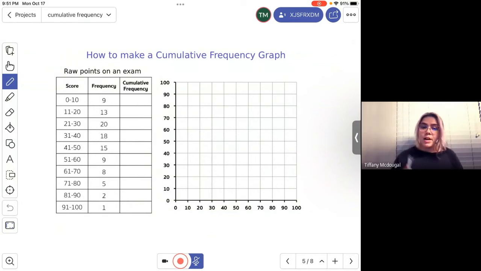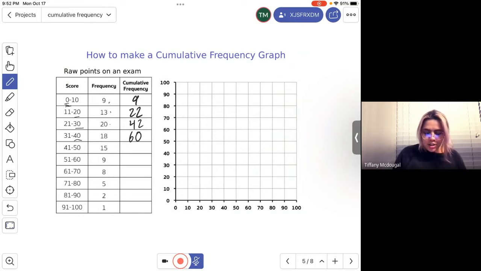So the first thing I'm going to need to do is fill in my cumulative frequency column. So right here from 0 to 10, the cumulative frequency is 9. And then from 0 to 10 and 11 to 20, we have a total of 13 plus 9, which is 22. Okay. So this is saying everything from 0 to 20. Now everything from 0 to 30, that would be 9, 13, and 20 together. So that'd be 42. Now I want to look from 0 to 40, and that'll be 42 plus 18, which is 60.